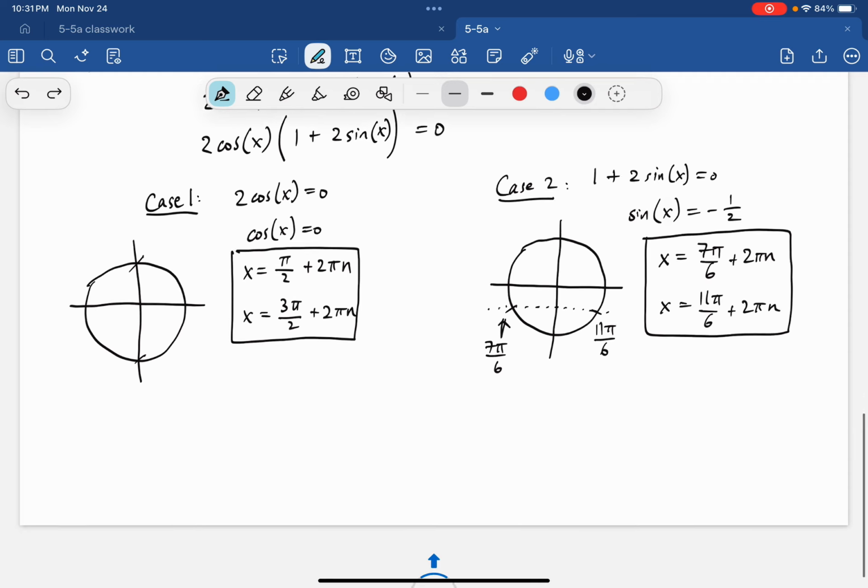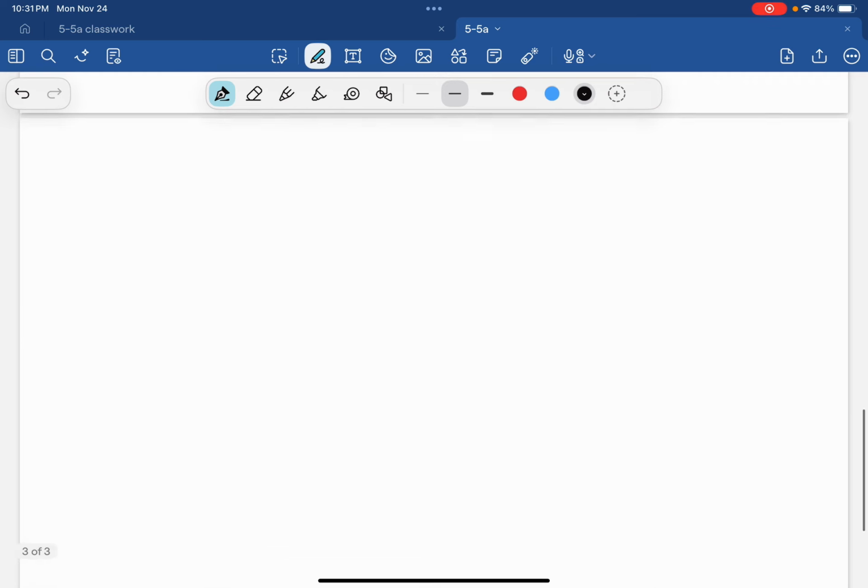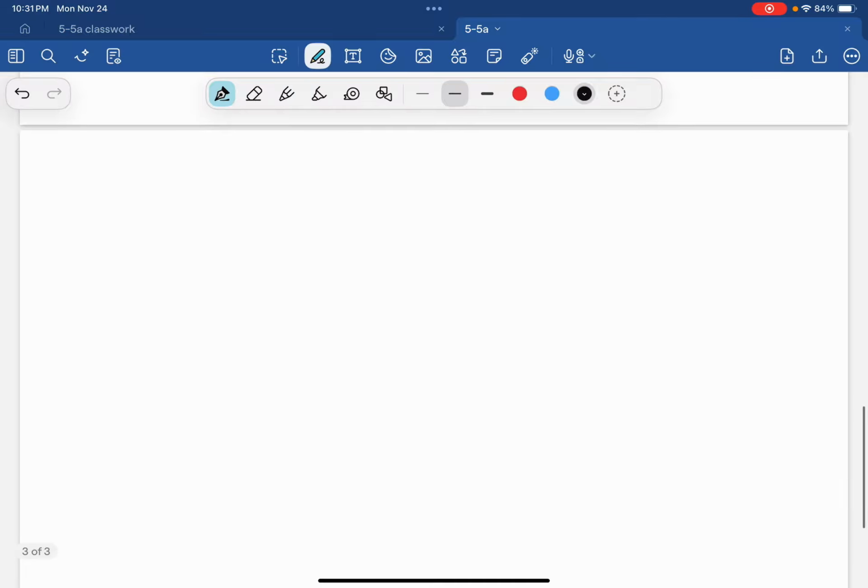I'm going to go through another example that's very similar, but if you feel confident with this, you can also just skip it and move on in the recording. The other example I'm going to do is cosine 2x plus cosine x equals 0. Okay, this is not the same as the classwork, so this is not going to give you the answer to that, but hopefully it will be helpful.